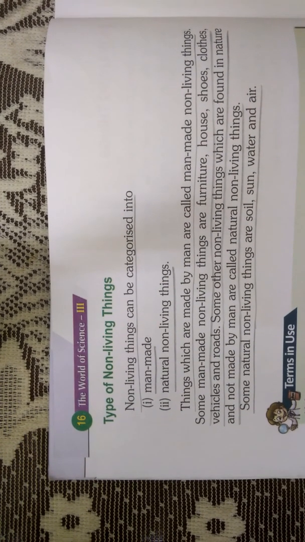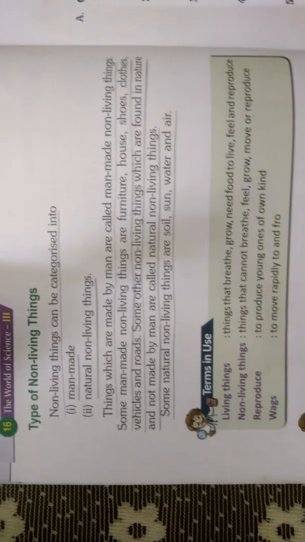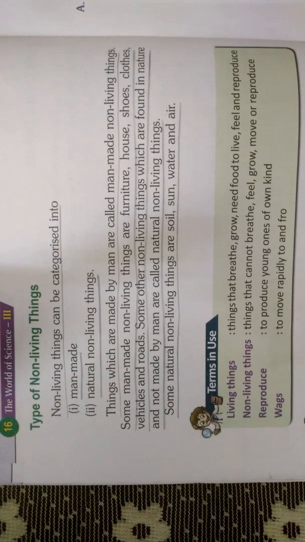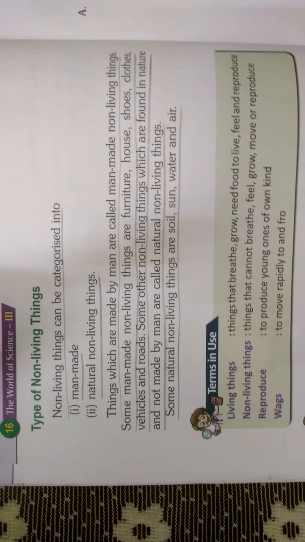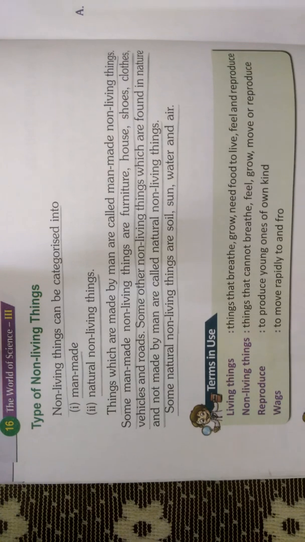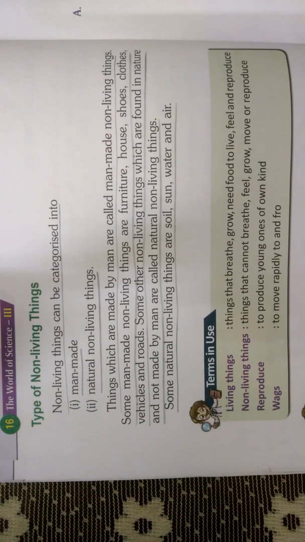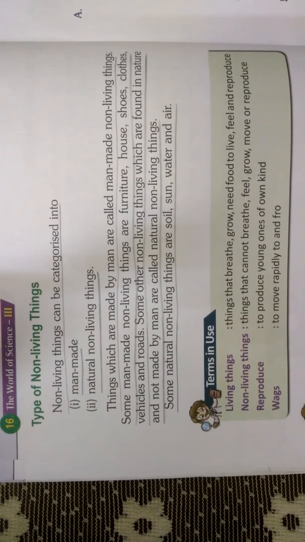Some other non-living things which are found in nature, which are not made by man, are called natural non-living things. They are soil, sun, water, and air because they are not made by man. They are natural non-living things.